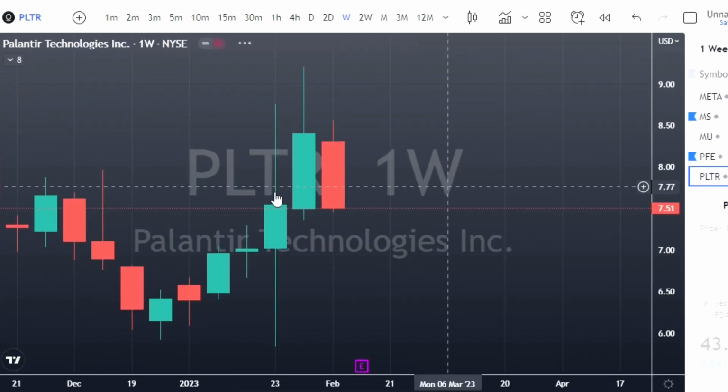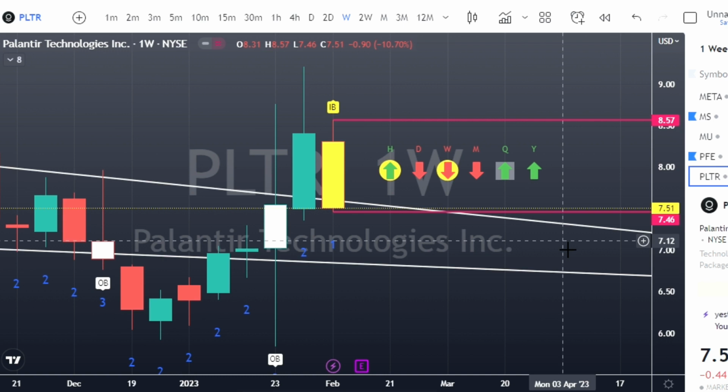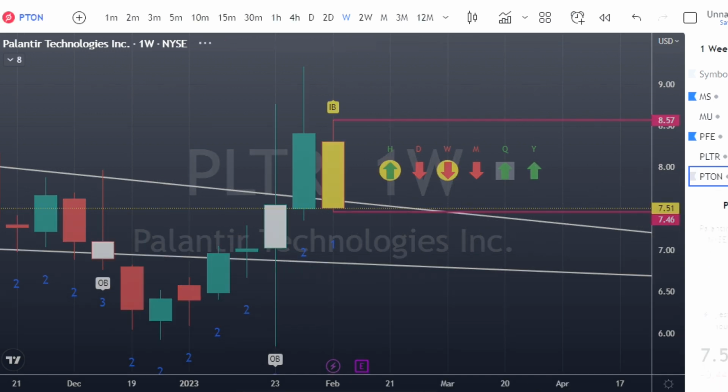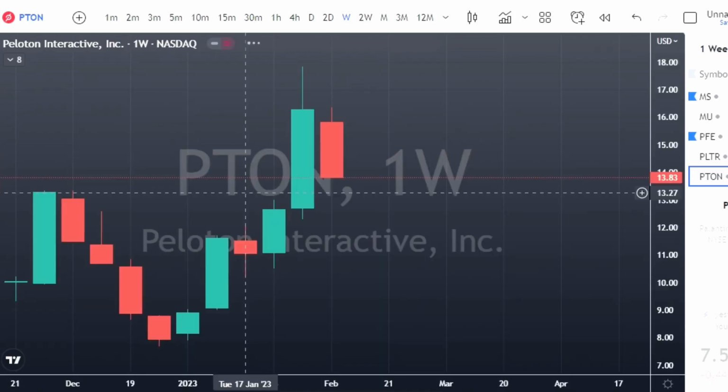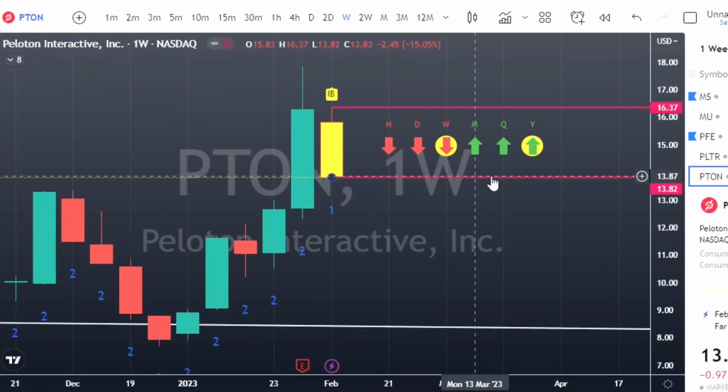Palantir, inside bar, puts at $7.46, calls at $8.57. We look at Peloton, PTON, inside bar on Peloton, puts at 13.82, calls at 16.37 on Peloton.